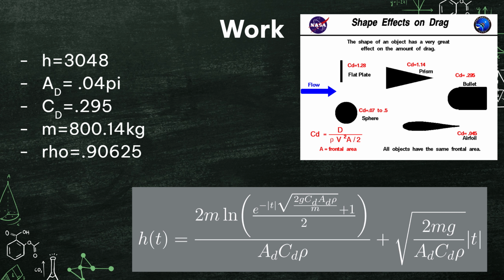Everything here is in metric units, so no disgusting feet or pounds or whatever. Okay, so it's 3,048 meters. That's the bomb drop height. And then the area of drag is 0.04 pi because I just assumed that the bomb's drag area was a circle which has an area of pi r squared. And r squared is what we need to find out.